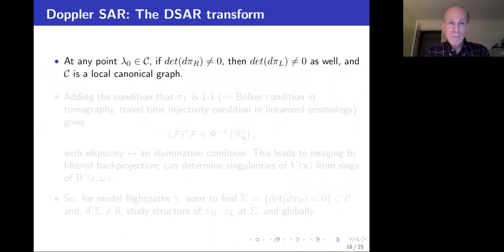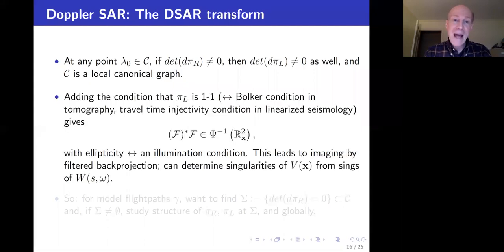So it's known from general facts about canonical relations, at any point lambda 0 in C, if the determinant of one of these projections, say pi R, if you look at the differential of pi R, so pi R is going from a 4-dimensional space to a 4-dimensional space, d pi R is essentially a 4x4 matrix. If the determinant of that is not equal to 0 for the projection on the right, then the same thing is true for the projection on the left and vice versa. And then in that case, near this point lambda 0, C is a local canonical graph.